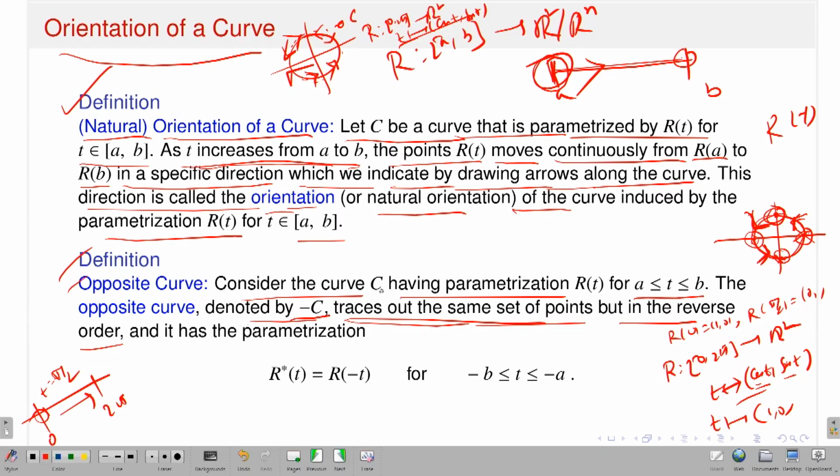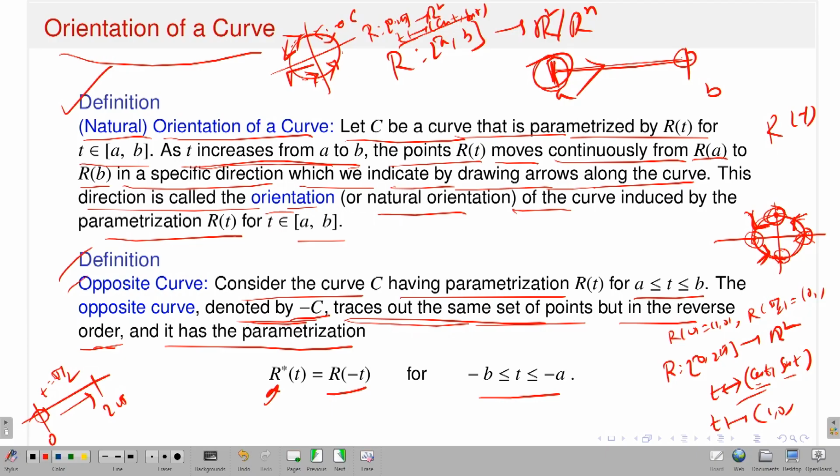So, given a curve C, the opposite curve, denoted by minus C, traces out the same set of points, but in the reverse order. Since it is in the reverse order, of course the parameterization will change, and it has the parameterization capital R star. You see, I have written capital R star, which is a parameterization of my curve minus C, and how I defined it, it is nothing but capital R, the parameterization of the given curve C, R of minus t, where t runs from minus b to minus a.